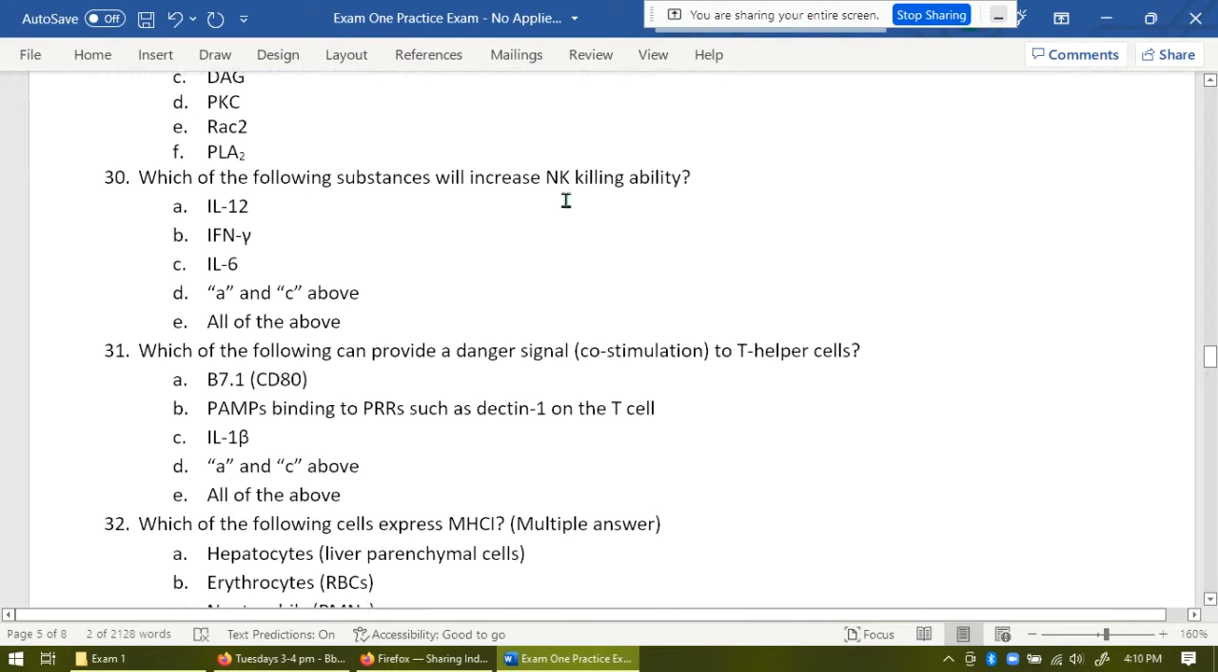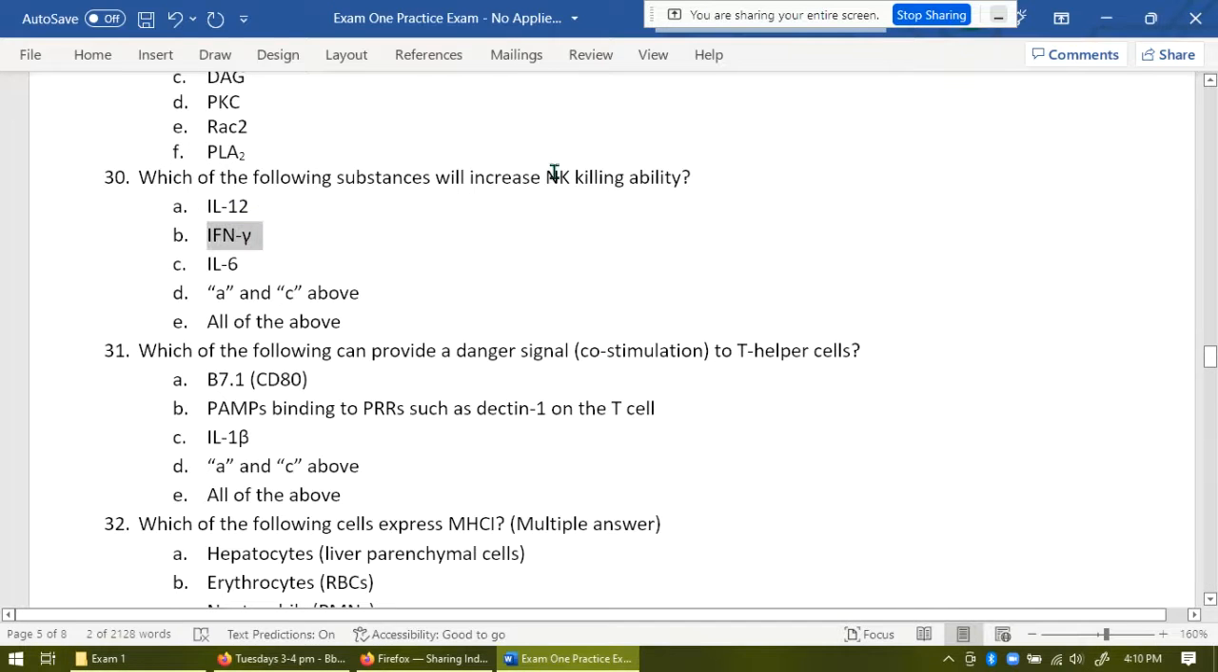Which of the following substances will increase natural killer cell killing? IL-12 is not going to do it. No, oh, I'm sorry. IL-12 is going to do it. My mistake. IL-12 has two important activities, right? Its first important activity is that it activates natural killer cells to become better killers. Its second important activity is that it causes Th1 differentiation. So it promotes the Th1 response. So IL-12 is going to do it.